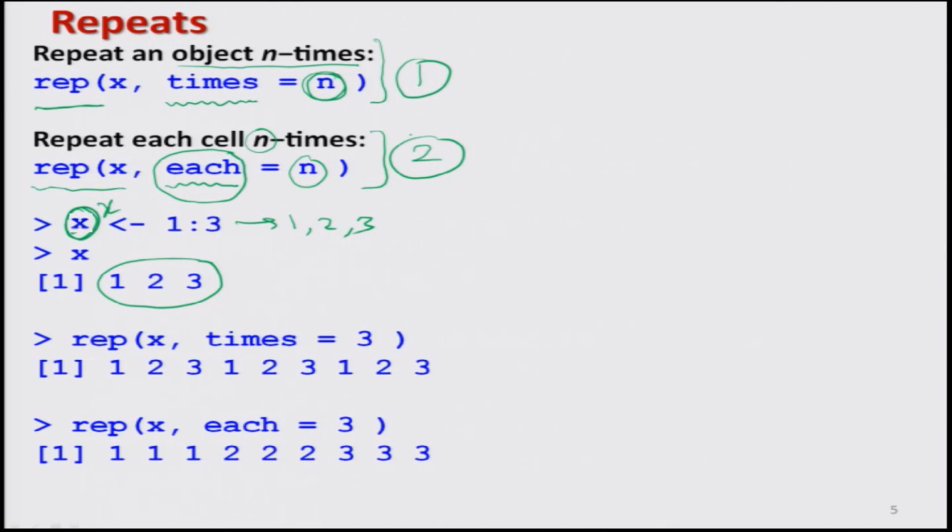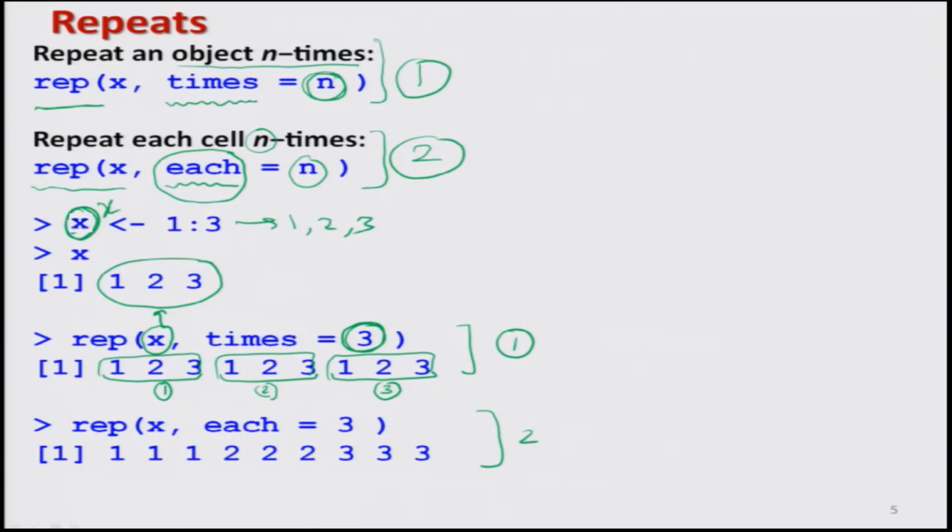So, when I use command number 1, you have to notice that this x contains these three values 1, 2, 3, and what I am asking is: please repeat x 3 times. So, you can see here 1, 2, 3, 1, 2, 3 and 1, 2, 3. This is the outcome. So, this is repeated the 1st time, this is repeated the 2nd time and this is repeated the 3rd time. So, you can see here the entire sequence 1, 2, 3 is repeated 3 times.